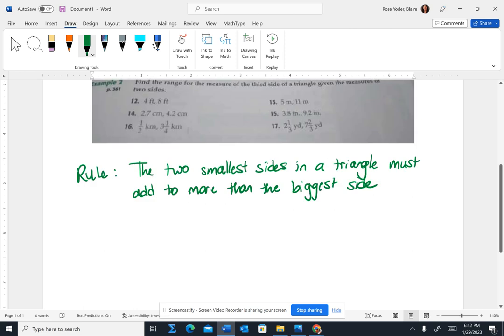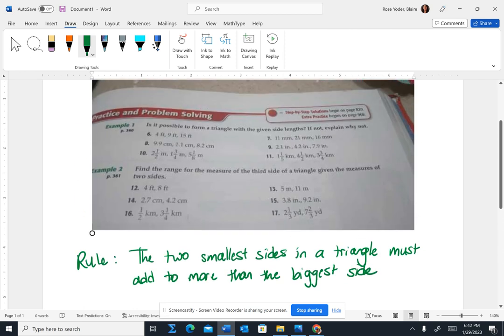So let's take a look at the first example. I actually think all the even ones come out to be no. So for the first example, because you had to do 6, 8, and 10, you have to take the two smallest sides, so the 4 and the 9, and see if that adds up to more than 15. And it's not more than 15, so it's a no. So I'm pretty sure 6, 8, and 10 are all no's.